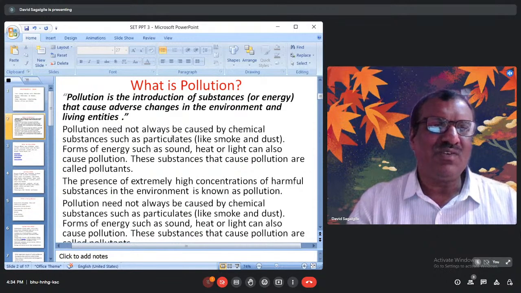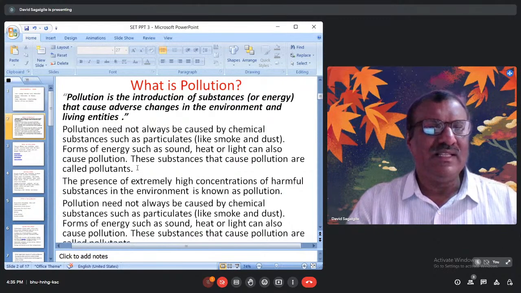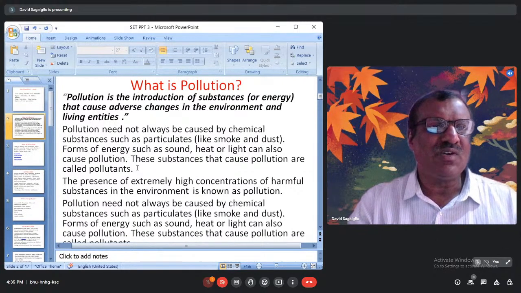Pollution need not always be caused by chemical substances such as particulates like smoke and dust. Forms of energy such as sound, heat, or light can also cause pollution. So we see that extra heat or light or even sound can cause pollution. These substances that cause pollution are called pollutants.